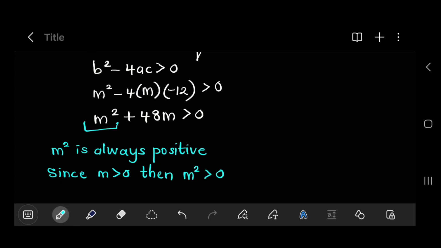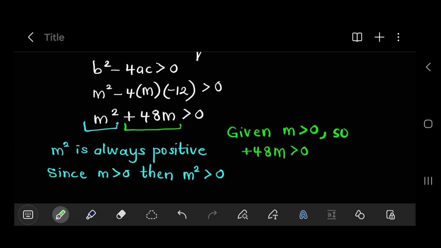Okay, so we've analyzed the first part. Let's now analyze the second part. We've got positive 48m. Now what we know is that m itself is greater than 0. That was given to us. Okay? So for the second part, we are given that m is greater than 0. And you guys know that positive times a positive is always a positive, which means that positive 48m is greater than 0.